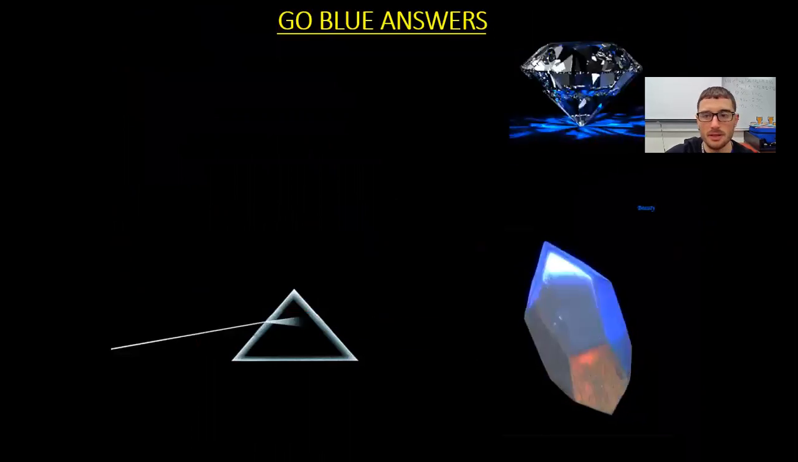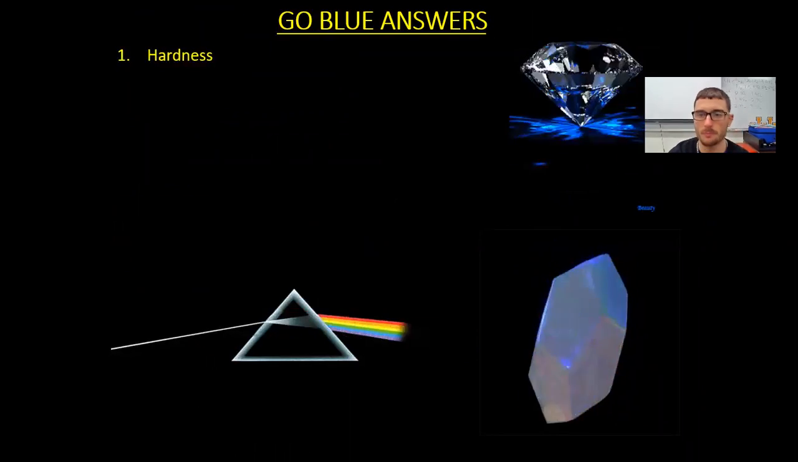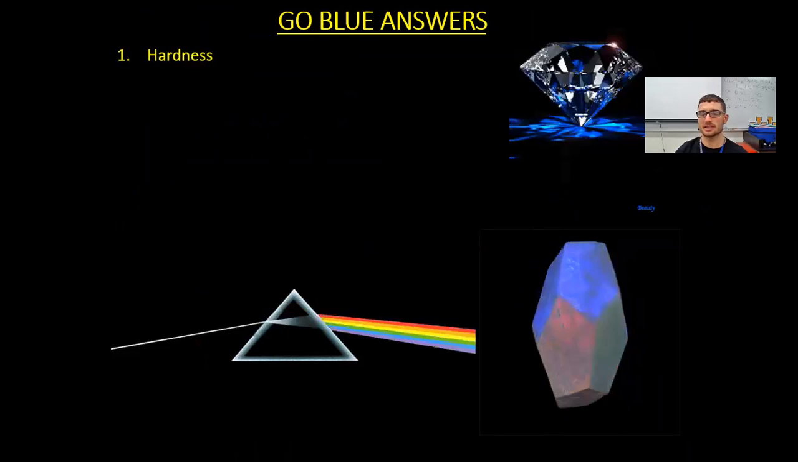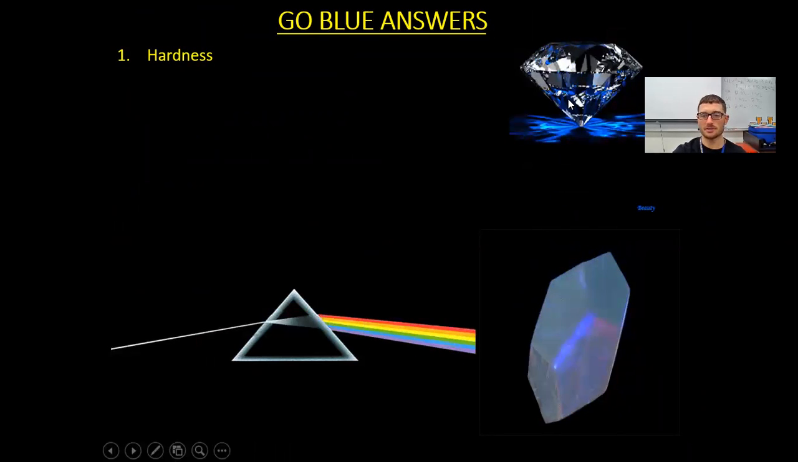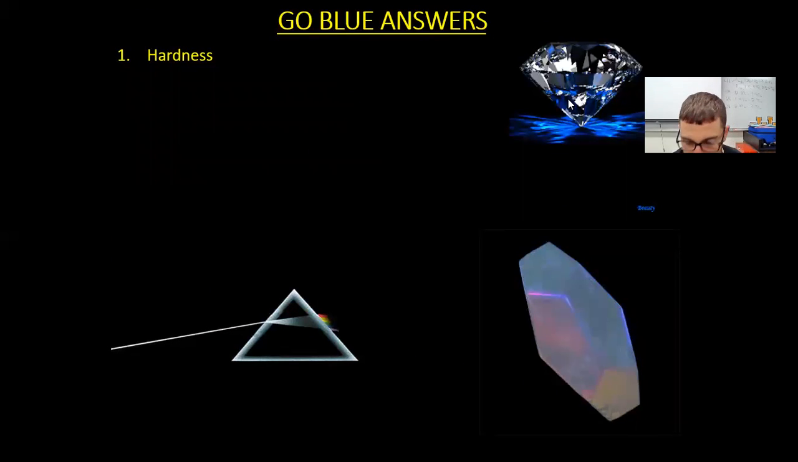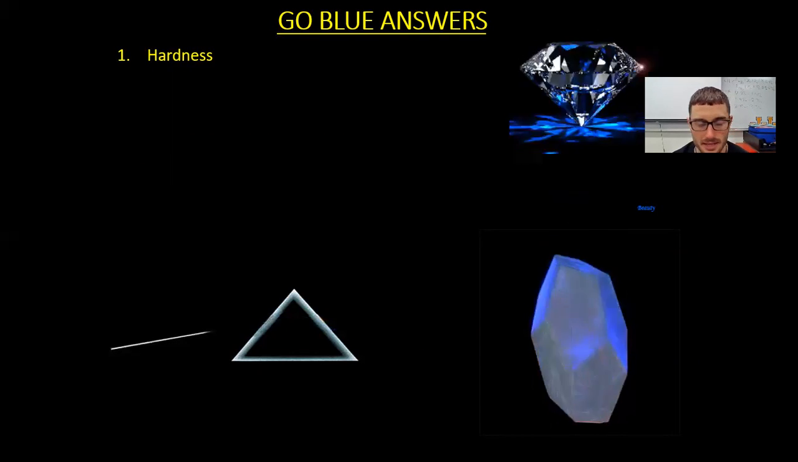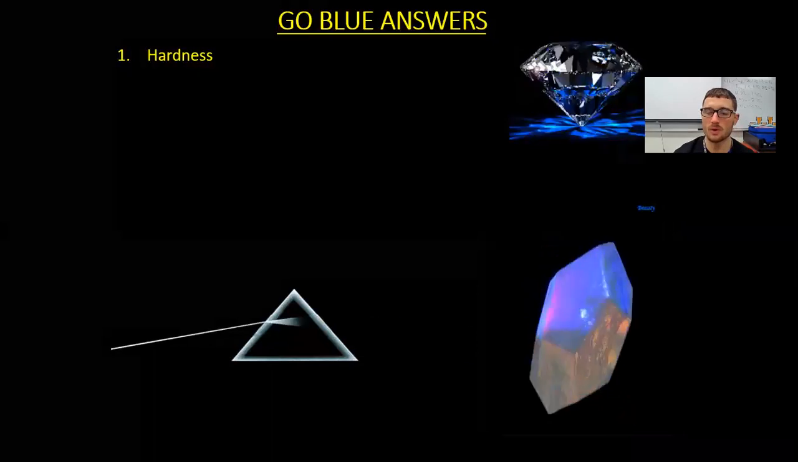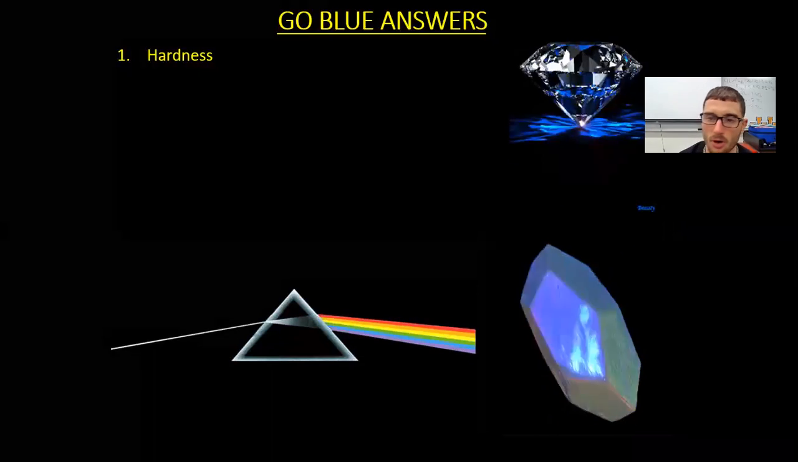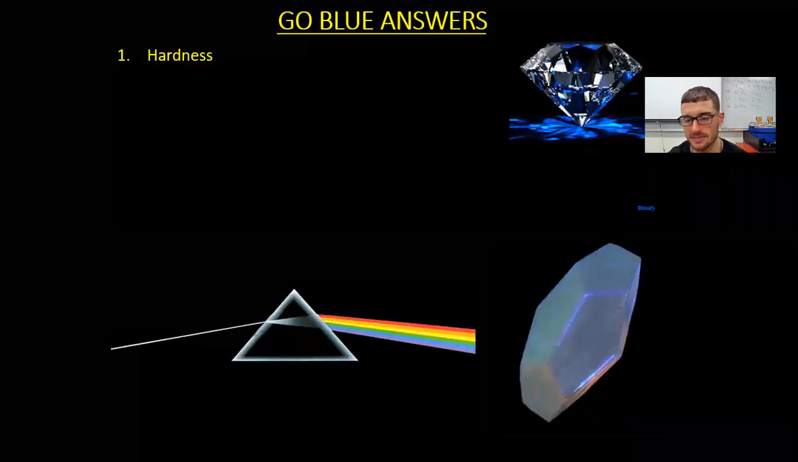Number 1, the most useful mineral identification characteristic is hardness, okay? So again, we are gonna take a mineral and we're going to scrape it on a piece of glass, and that distinctly tells us what exact mineral it is. Remember, the hardest mineral are diamonds and the softest is talc.